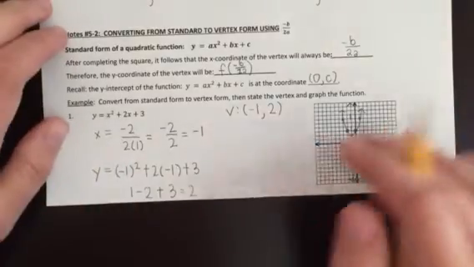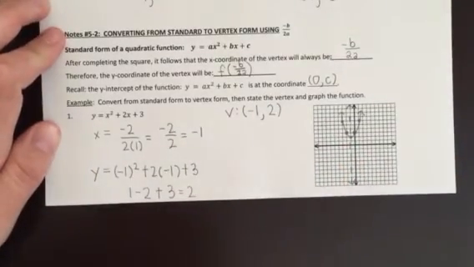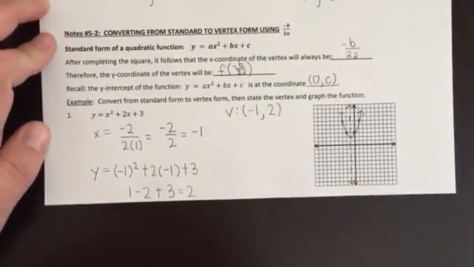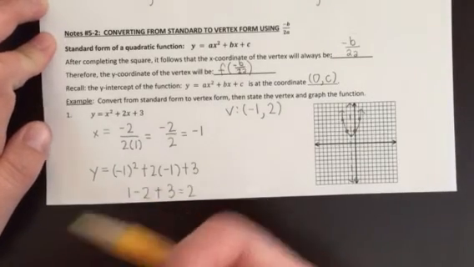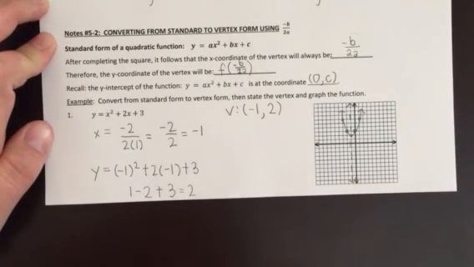I don't know, what do you think? Was that better than completing the square? It's just a different method that you can use. You know, it's always nice to have more than one method to do one thing.